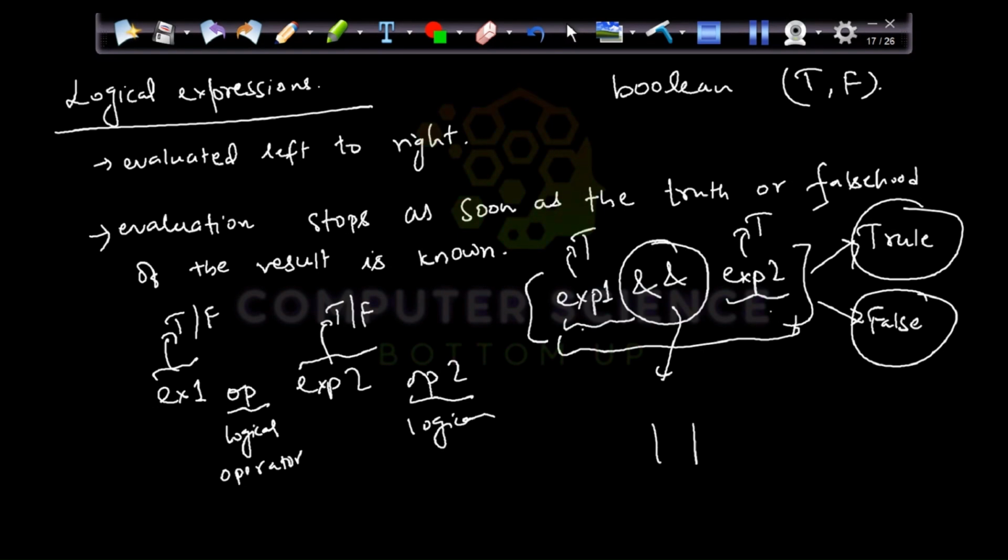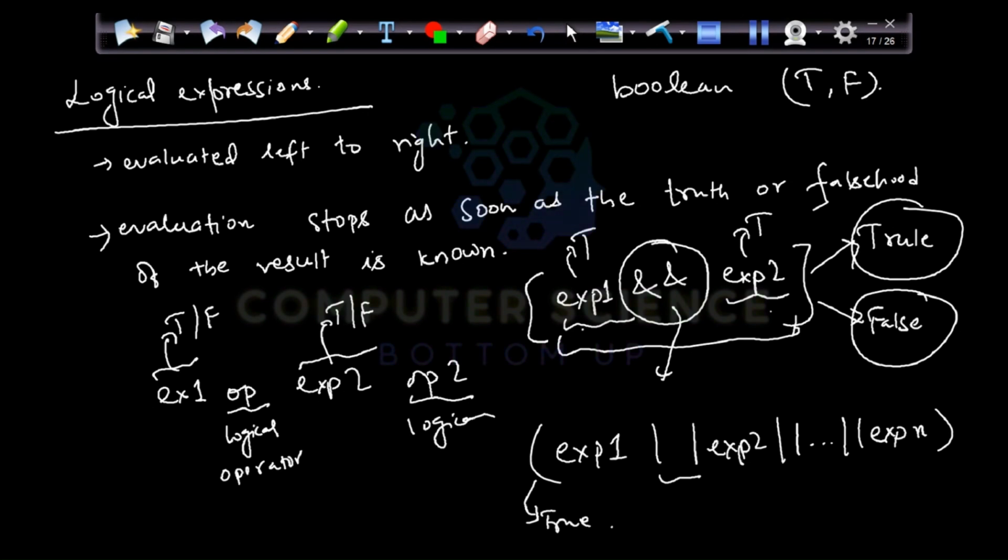Similarly, in case of OR, what OR requires is that if any one of the expressions out of many, let's say expression 1, expression 2, and so on, many different expressions connected with OR only, then the requirement of the OR operator for the entire expression to evaluate to true is that any one of them becomes true.